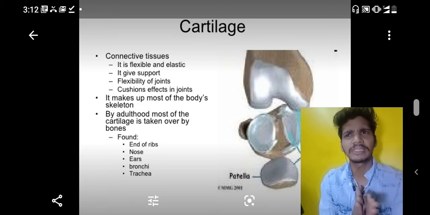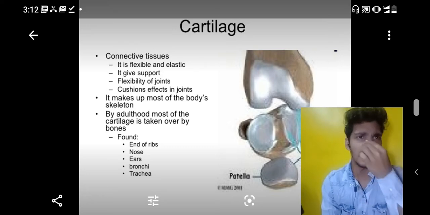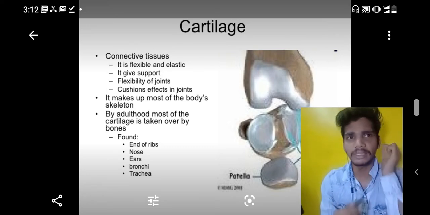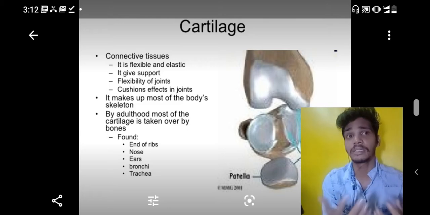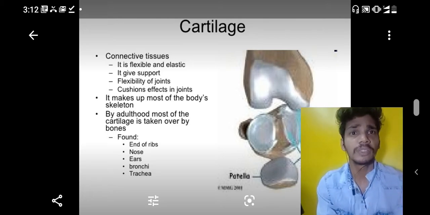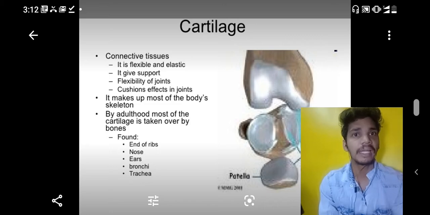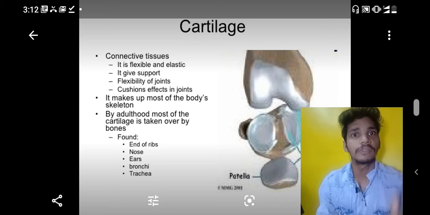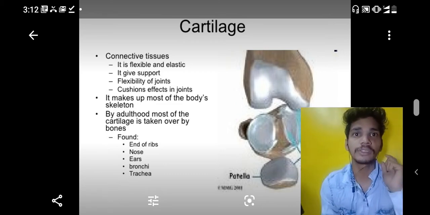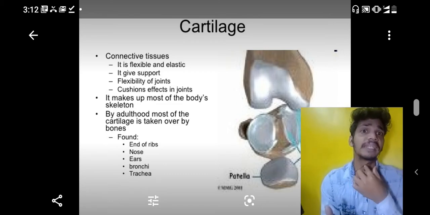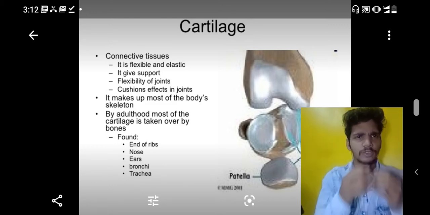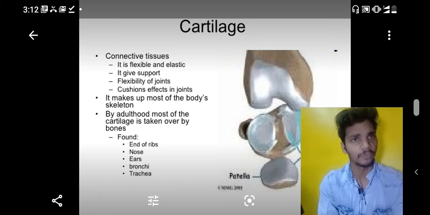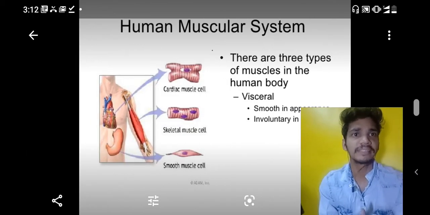For example, the ear and nose are nothing but cartilage, having elasticity. There is no bone in the nose and ears, but they are elastic, so they are nothing but cartilage. It makes up most of the body's skeleton in early life. By adulthood, most of the cartilage is taken over by bone, but it is still found in the ears, ends of the ribs, nose, bronchi, and trachea. The trachea is the windpipe, which has to be in a coated manner.